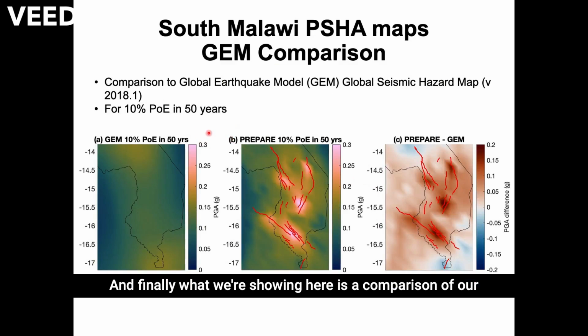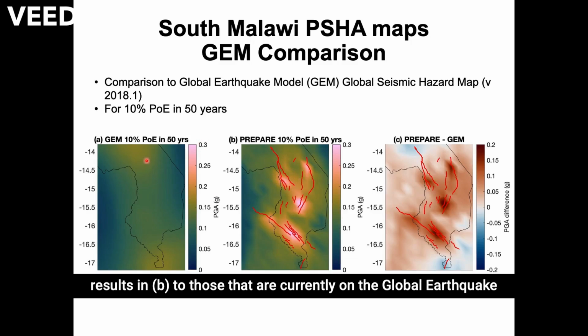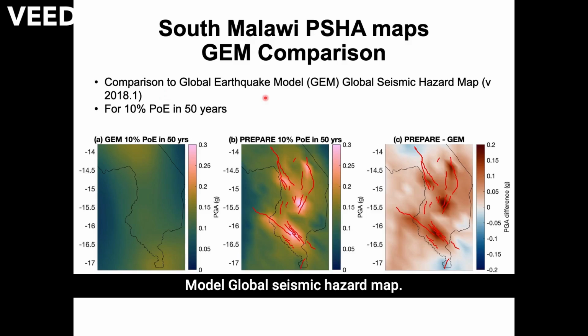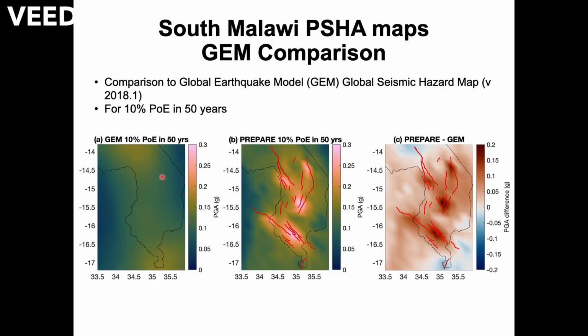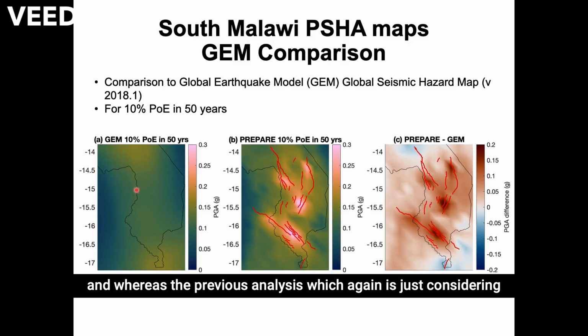And finally, what we're showing here is a comparison of our results in B to those that are currently on the Global Earthquake Model Global Seismic Hazard Map. So this is for 10% probability of exceedance in 50 years. And whereas this previous analysis, which again is just considering the instrumental record, can only really show a fairly uniform hazard across southern Malawi, by including this active fault information, we're showing a much more spatially variable hazard, and also overall a hazard that's increased.